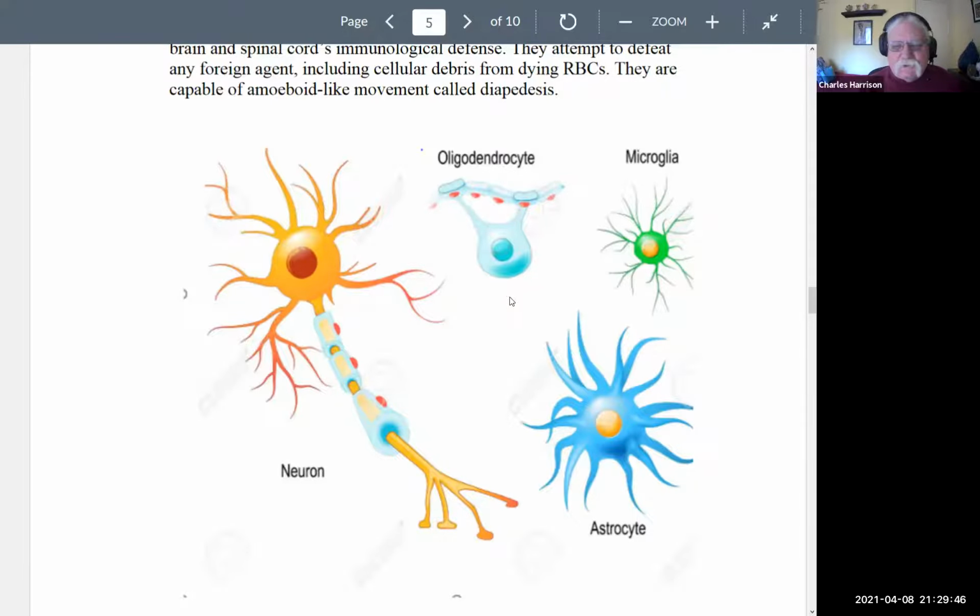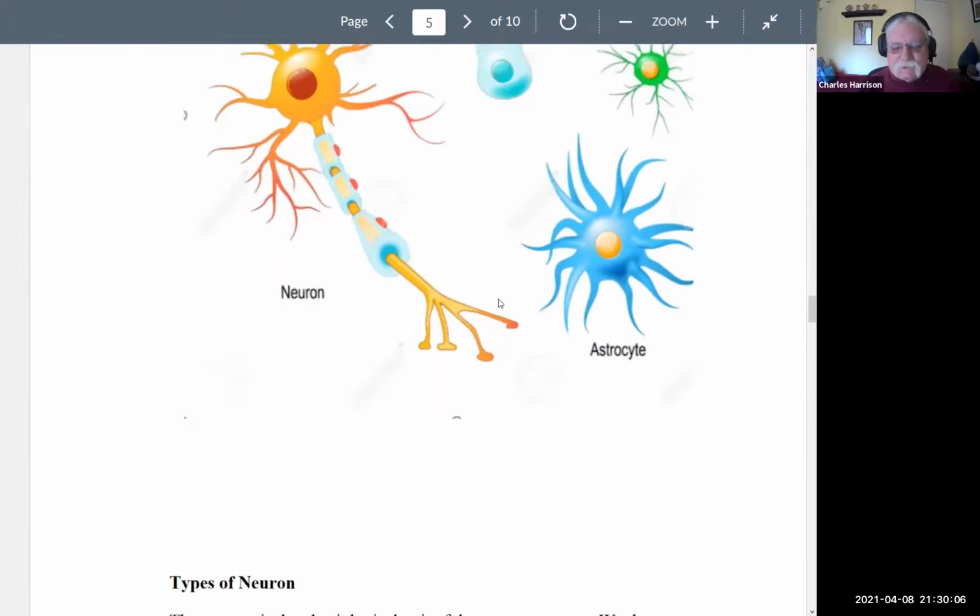They're also capable of diapedesis. You should remember that term. We use it with the white blood cell, the lymphocyte. Okay. Diapedesis, meaning they can change their shape, scoot between cells, get into capillaries, and do their job.